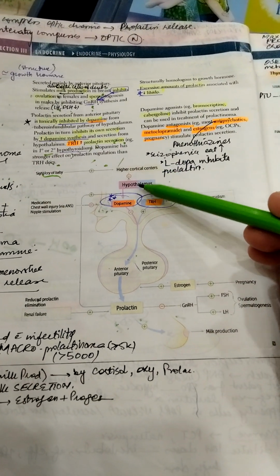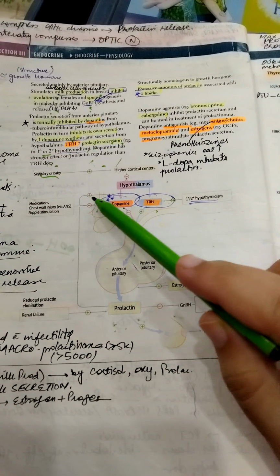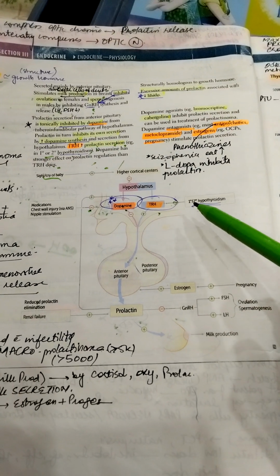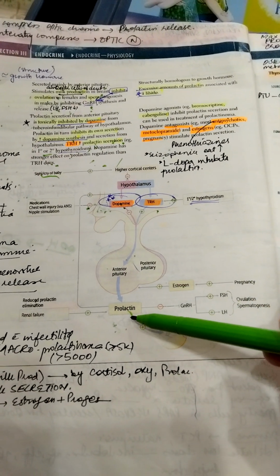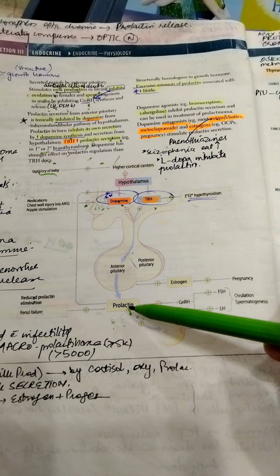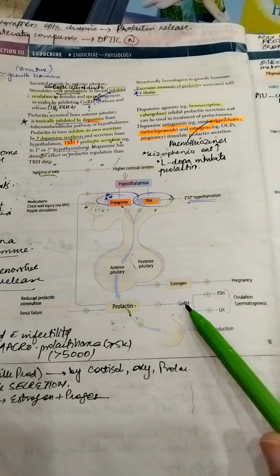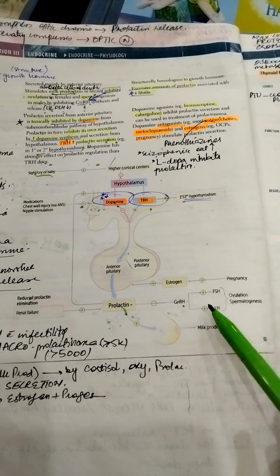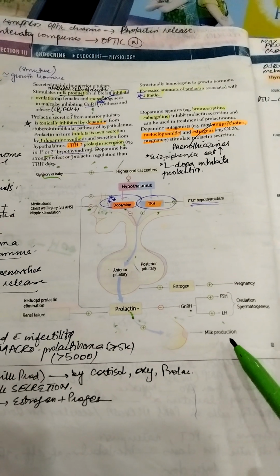This is all about prolactin, and you can see in the diagram as well, the higher cortical center inhibits the hypothalamus. The hypothalamus releases two things, dopamine and TRH. Dopamine has an inhibitory effect, TRH has a stimulatory effect. Then from the anterior pituitary, prolactin is released, and you can see that prolactin causes inhibition of GnRH, which has a positive effect on FSH and LH. And the function of prolactin is milk production, right?